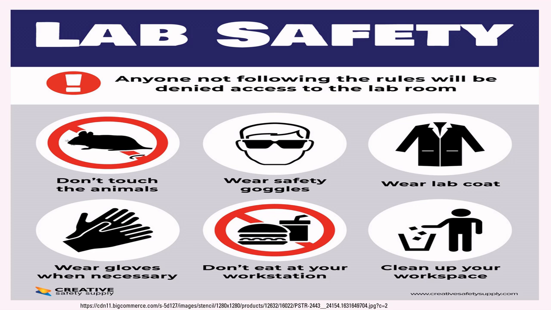Anyone not following the rules will be denied access to the lab room. So follow these instructions. Never touch the animals that are present in the lab. They may bite you or cause any other damage. Wear safety goggles so that splashing of chemicals or other things into the eyes can be prevented. Wear lab coat, which can help you in maintaining self safety. Where if chemicals are splashing on you, this lab coat can protect you.